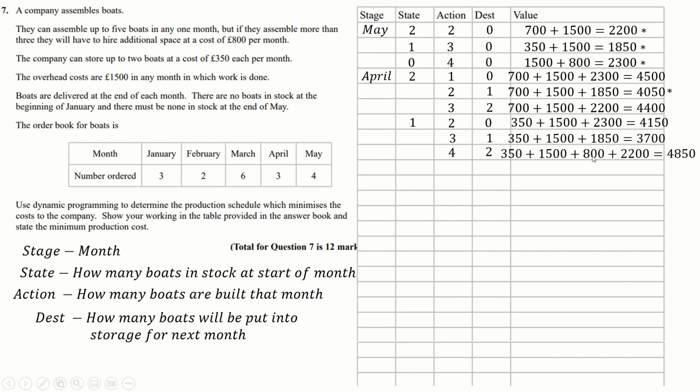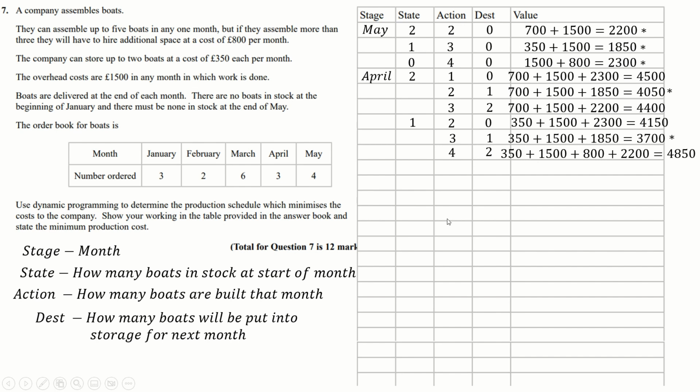Remember to add in the extra amount if you build more than 3 boats, and just use, if you finish with 1 in storage, that costs this to finish up. If you finish with 2 in storage, that costs this to finish up. And again, we'll select the most optimum strategy of the 1 boat in April in storage strategy, which is this one here.